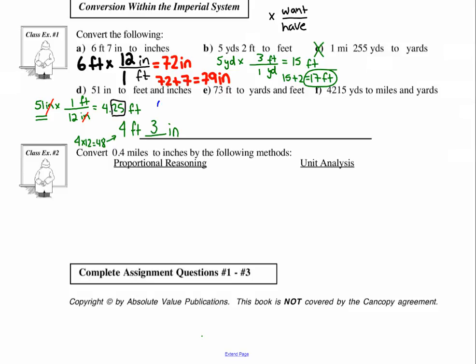So we also could have taken the decimal and convert it back. So go 12 inches over 1 foot is the other way, and that also would have gave you 3 inches.